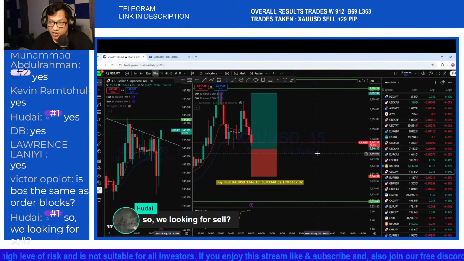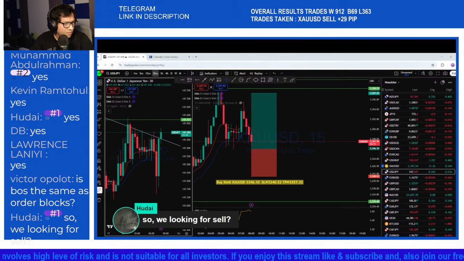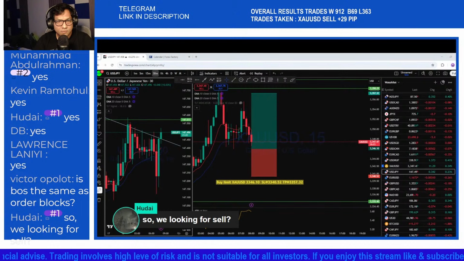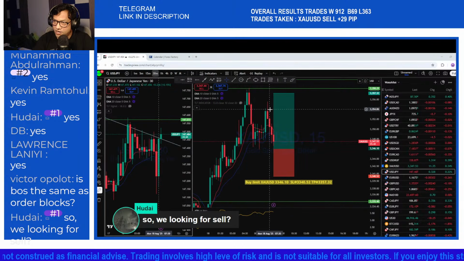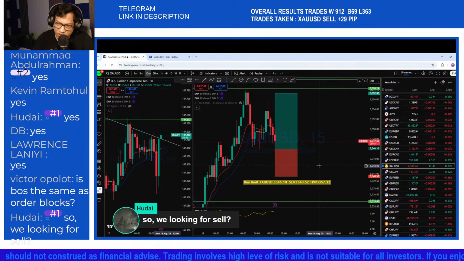So gold may trigger us. I'm waiting for that entry. Okay, so here you can see the market slowly trying to break that low here to this structural support in that market.